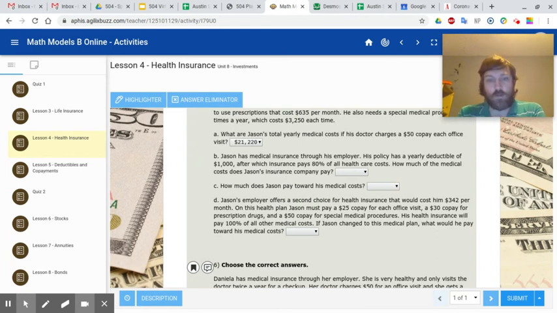Okay, so that's the first thing you're going to be doing. Then it says Jason has medical insurance through his employer. His policy has a deductible of $1,000, after which insurance pays 80%. Here's what we need to understand: a deductible means that before the insurance company does anything, it costs $1,000 to you. So Jason's paying $1,000. That for sure is happening. Then the insurance is going to pay 80% and he's going to pay 20%. We call that co-insurance. They want to know how much of the medical cost the insurance company is going to pay. Well, they're going to pay 80% of what's left after Jason pays his $1,000.